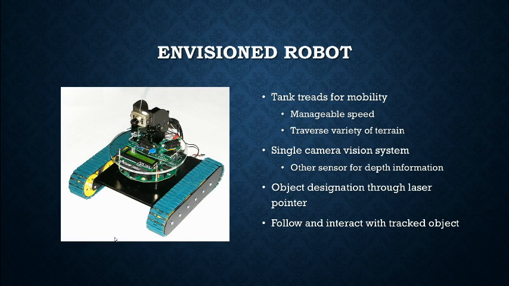For acquiring an object, I would like the robot to look for a laser pointer on an object, ideally. I think that'd be really cool, to have a robot that does laser designation, and then once an object has been selected, it will follow and interact with the tracked object, as I mentioned before.